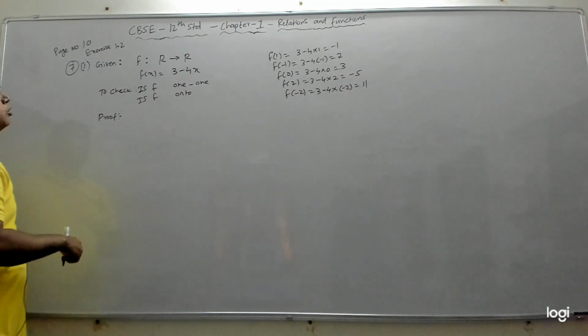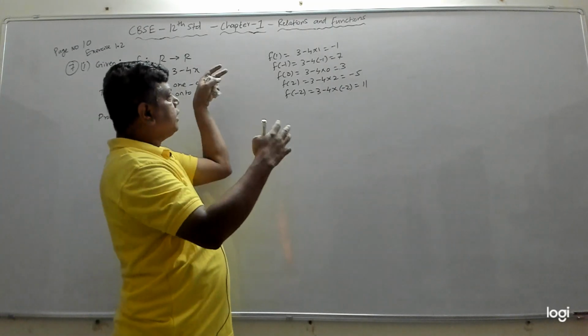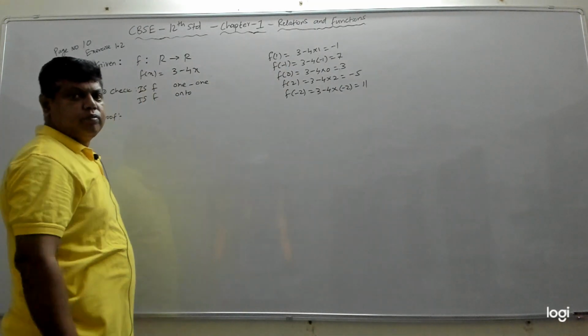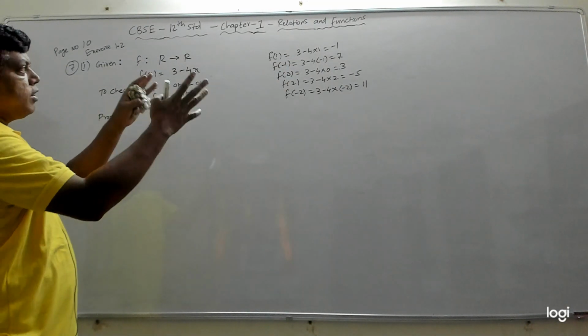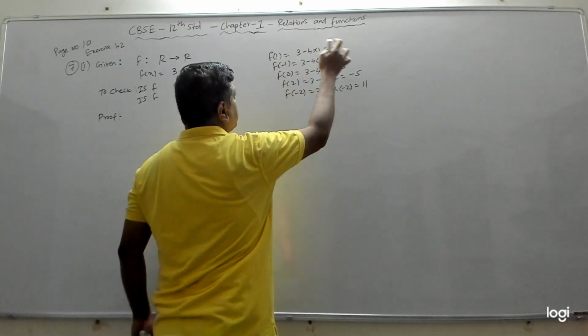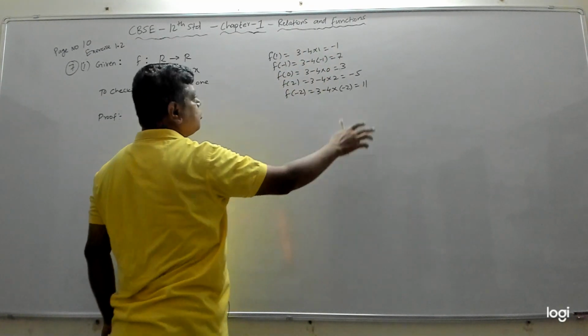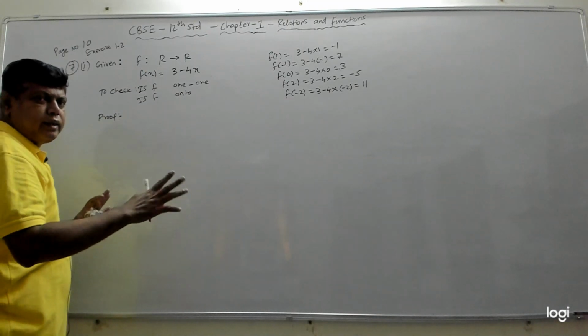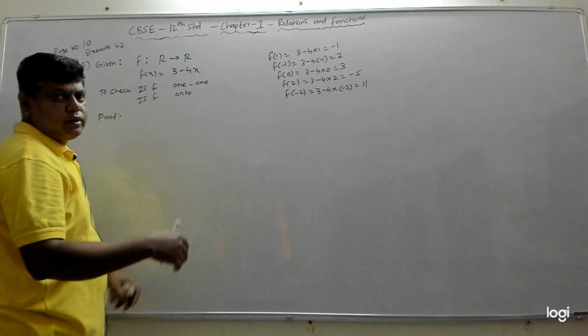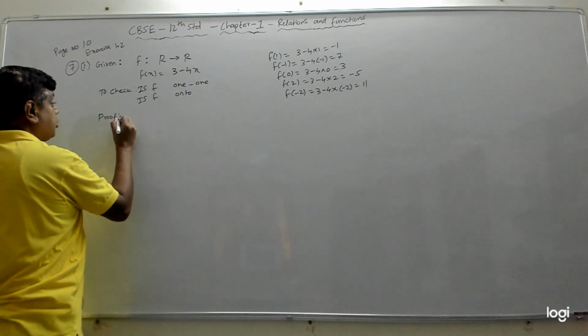Right? So clearly this looks like it is going to different elements. 1 goes to minus 1, minus 1 goes to 7, 0 goes to 3, 2 goes to minus 5. So it looks like it is 1 to 1. We'll try to prove that it is 1 to 1, and see if we are able to prove it.